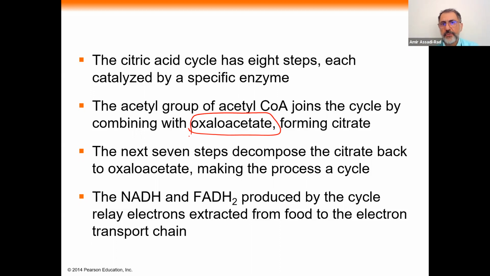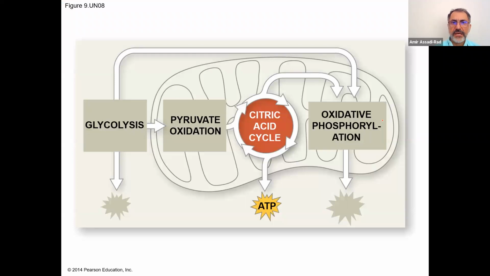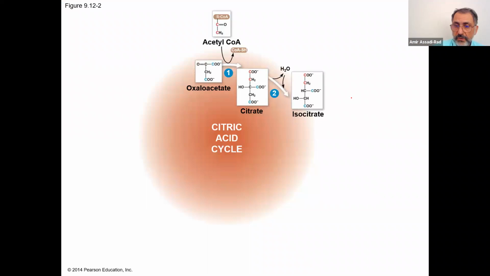I'll show you some pictures. Forming citrate. Okay, and the CoA is kicked off. CoA goes away. The next 7 steps decompose the citrate back to oxaloacetate, making the process a cycle. The NADH and FADH2 produced by the cycle relay the electrons extracted from food to the electron transport chain. So let's talk about the citric acid cycle. We already talked about this, already talked about that. So that's the next one, and then after that, I will talk about oxidative phosphorylation.